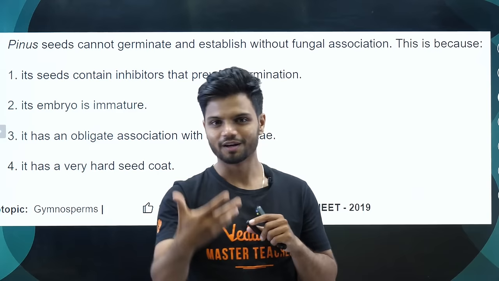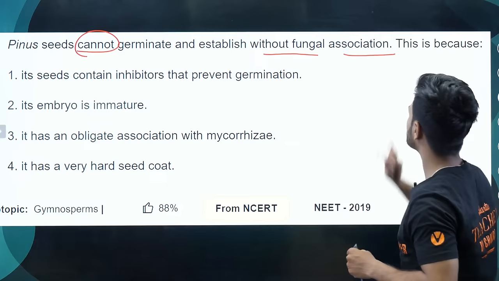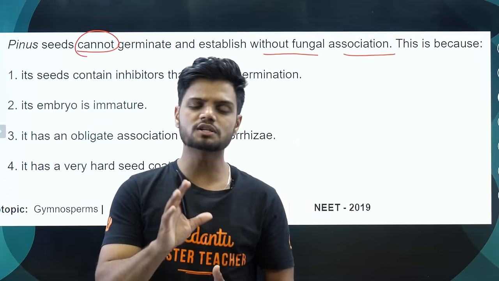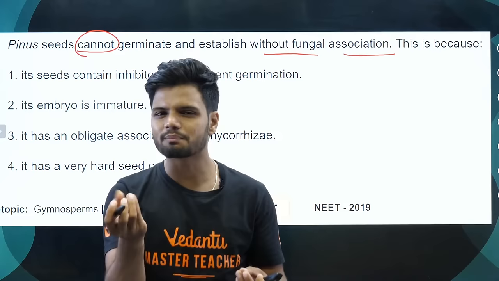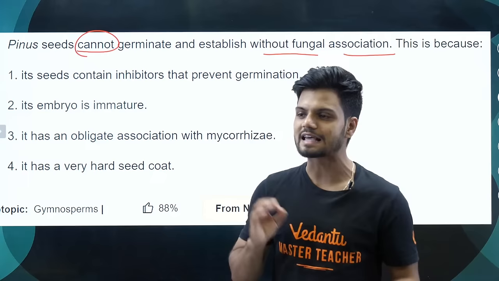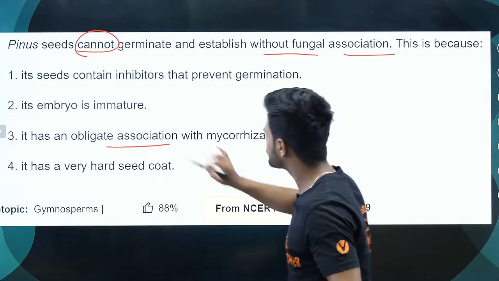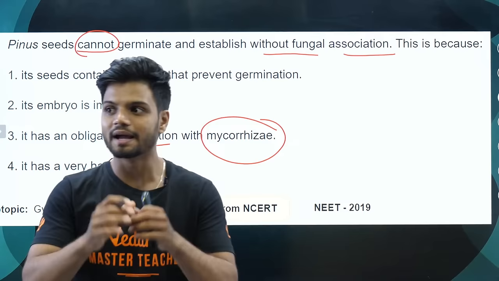Now, Pinus seeds cannot germinate and establish without fungal association. That is, a Pinus tree, which is a gymnosperm, cannot grow or germinate without the fungal association. Why? Take your 10 seconds, all of you. 10, 9, 8, 7, 6, 5, 4, 3. Time's up, all of you. That is, it has an obligate association with the mycorrhizae. With the help of mycorrhizal association, it derives its nutrition.